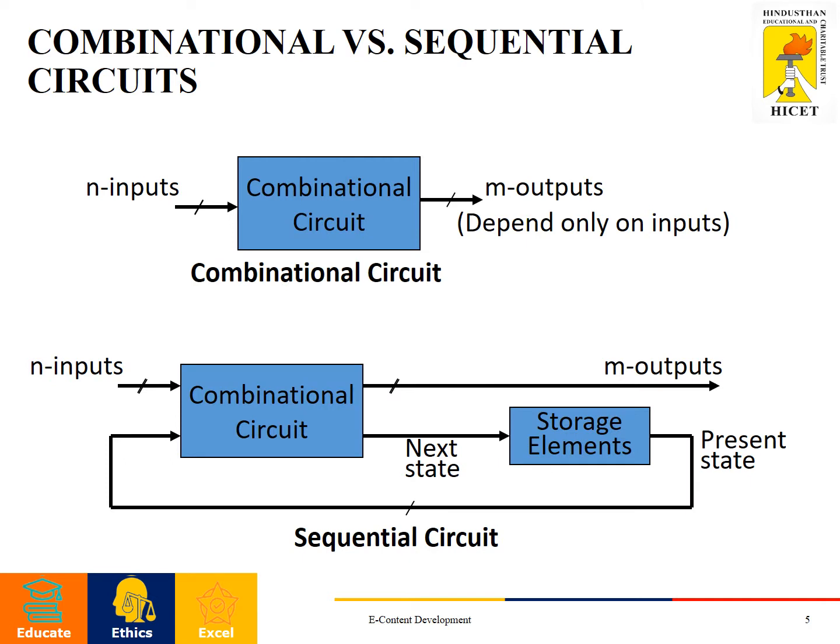This is the difference in the block diagram of both combinational and sequential circuits. In a combinational circuit, the output purely depends on the inputs, but in the case of sequential circuits, the output depends on the combinational circuit as well as the previous states. The previous state will be stored in the form of memory in the storage elements.